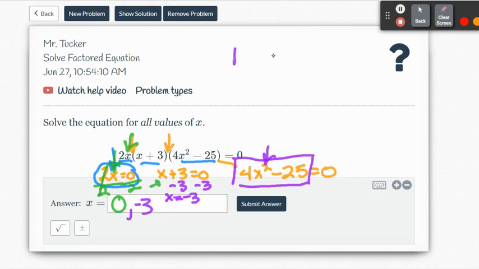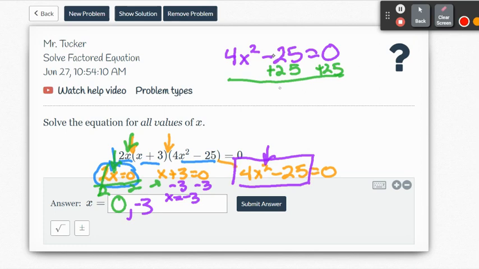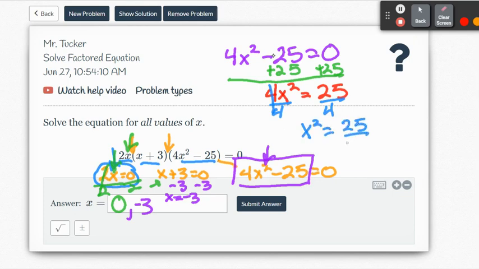So I'm going to use inverse operations and solve by the square root method to work this one up top. The first thing you would do to solve this one is add 25 to both sides. And then we get 4x squared equals 25. Divide both sides by 4. And you get x squared equals 25 over 4.